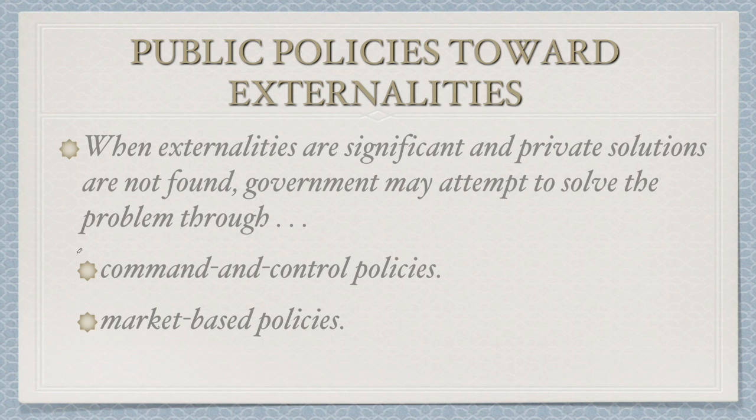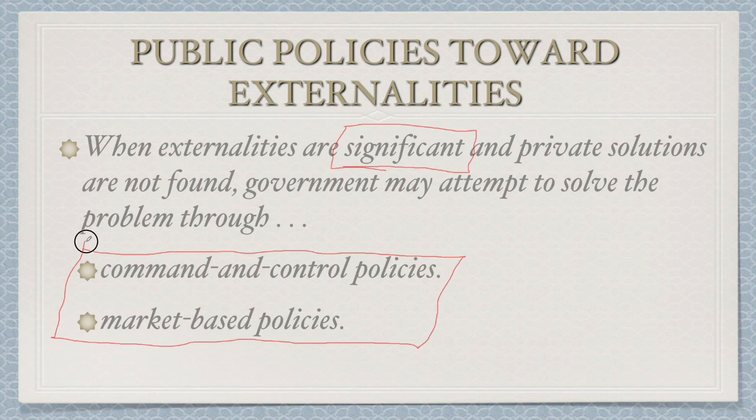When negative externalities are present and significant, and private solutions can't be negotiated, or when the number of interested parties is really large, like widespread environmental pollution, so there are so many people involved you really can't find a private solution, the government will often have to step in and try to solve the problem. They can do this through two different approaches. The first is command and control policies. The second is market-based policies.